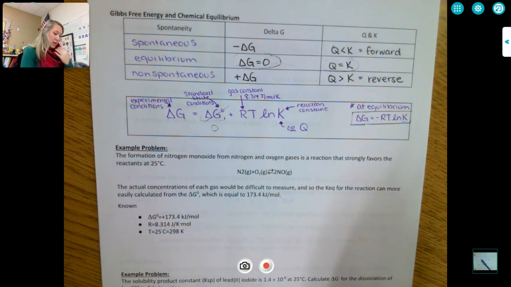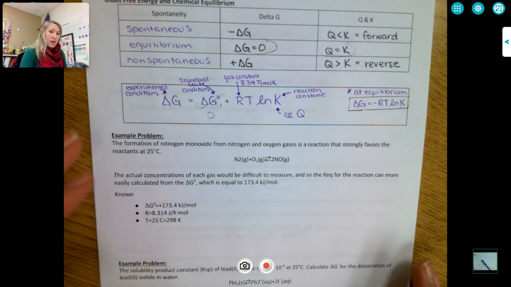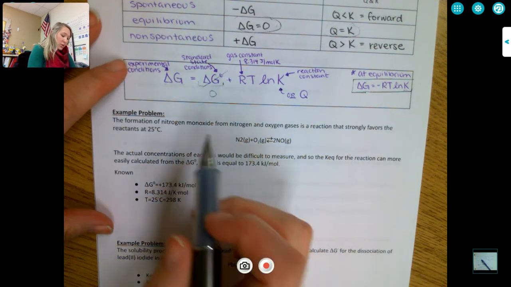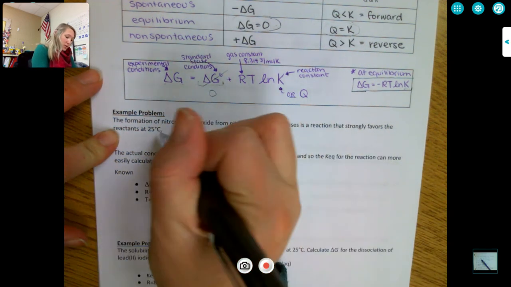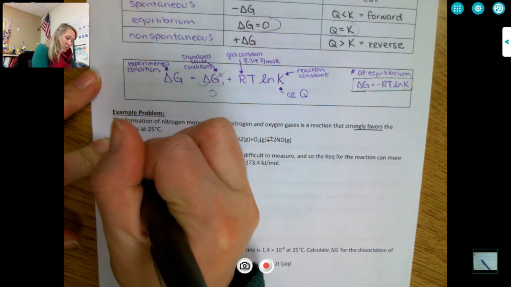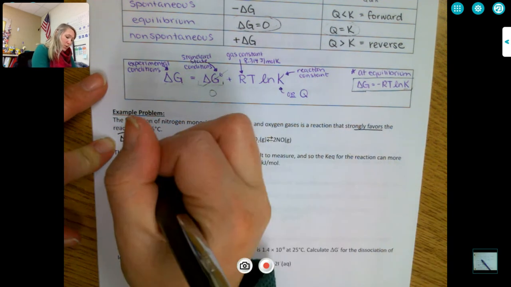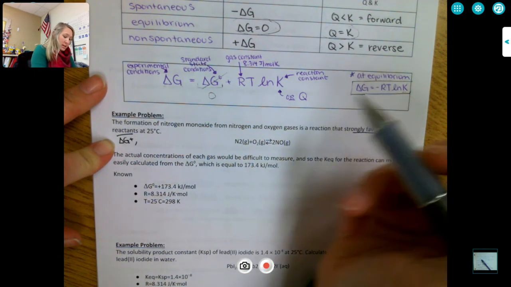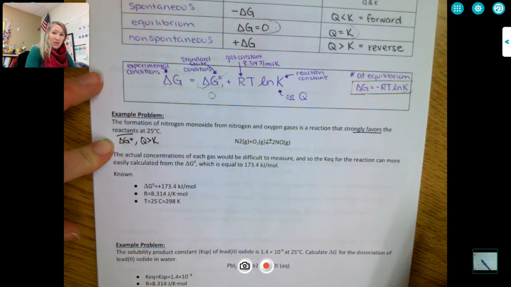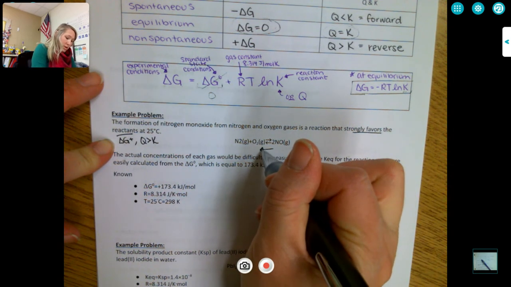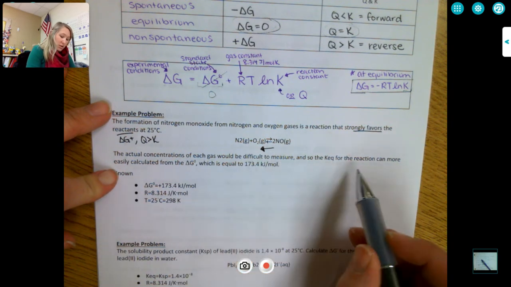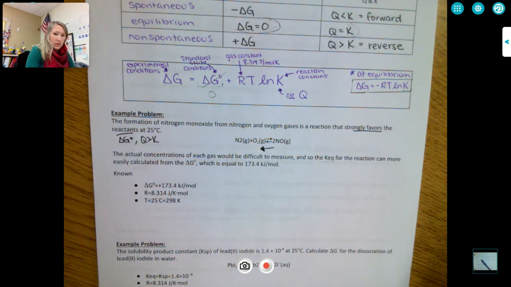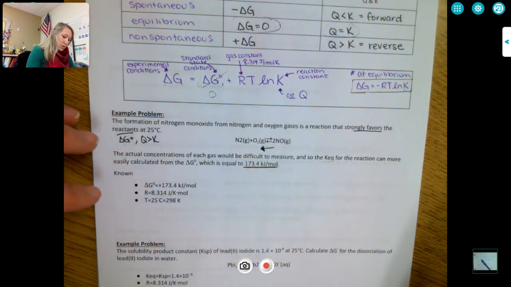So let's take a look at what we can find out using this formula when we have things at equilibrium. We have the formation of nitrogen monoxide from nitrogen and oxygen gas in a reaction that strongly favors the reactants. That means delta G is positive, and that my Q is greater than K, because it hangs out over on the left-hand side. The actual concentrations of each gas would be difficult to measure, so the K equilibrium for the reaction can be more easily calculated from the delta G, which is equal to 173.4 kilojoules per mole.